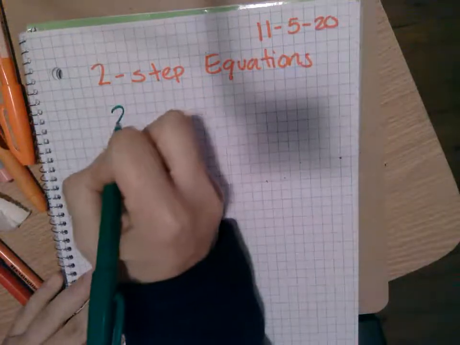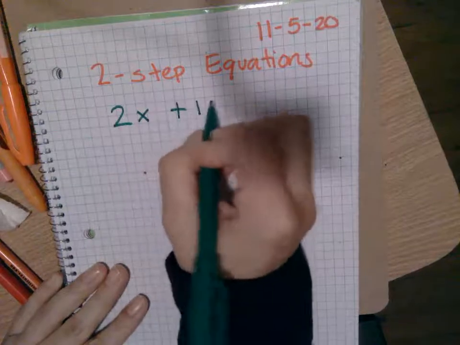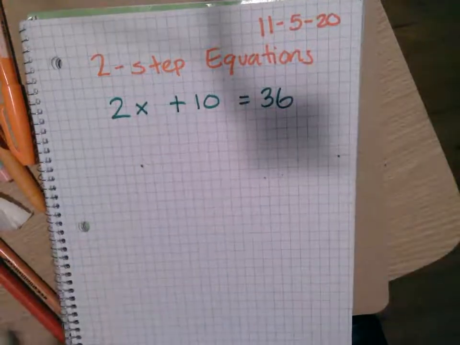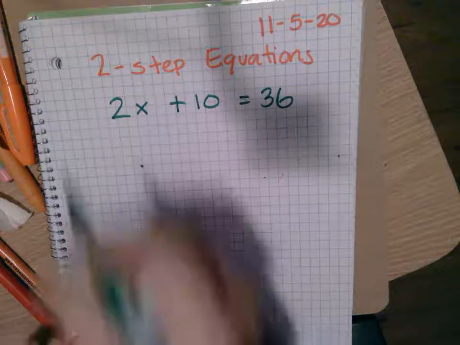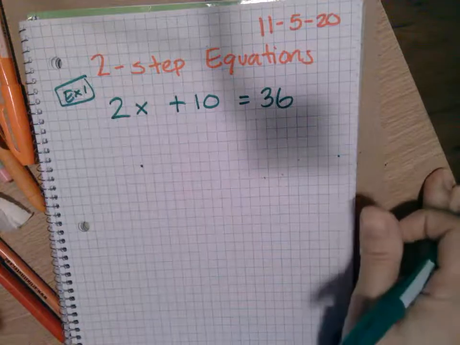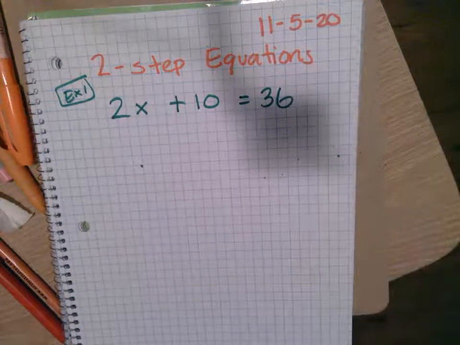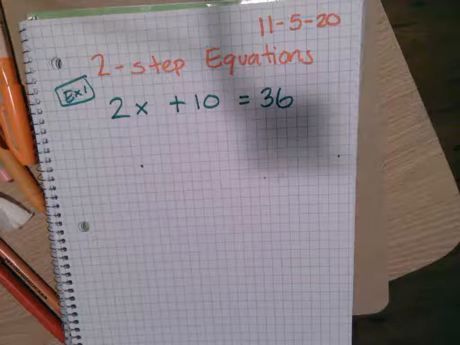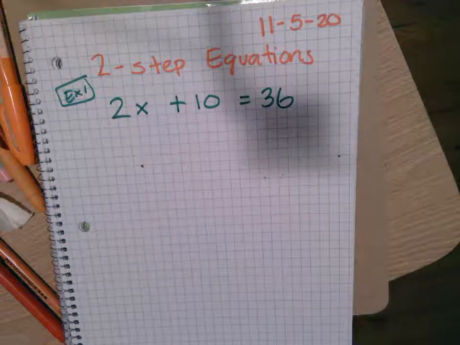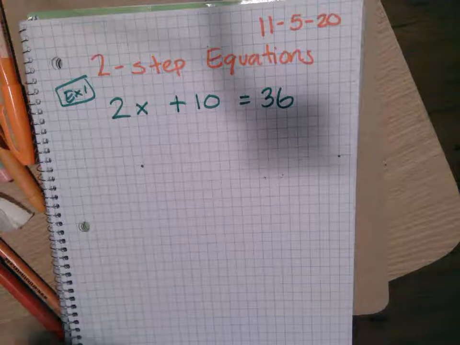Okay, let's do this. 2x plus 10 equals 36. Example 1. Now, if we were to have the test and I said, what's the very first example I had, you write down November 5th, you would write this down and you would get full credit for the test. I'm checking to see. Okay.